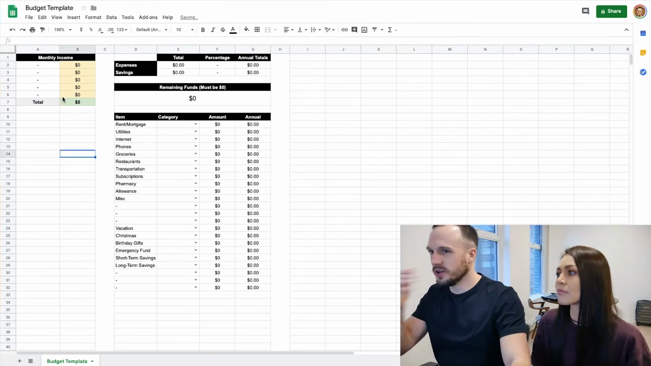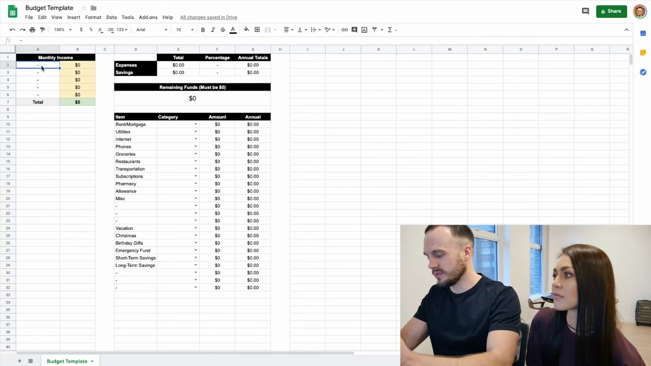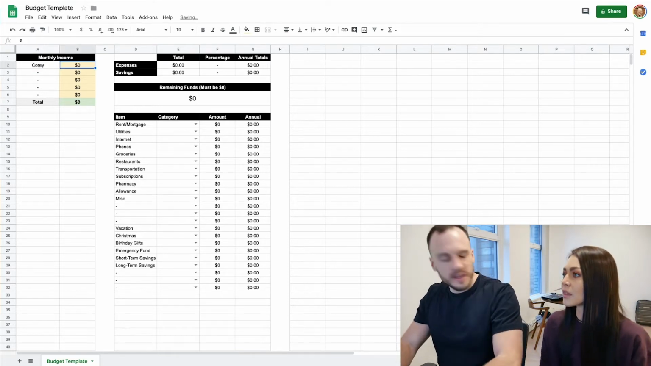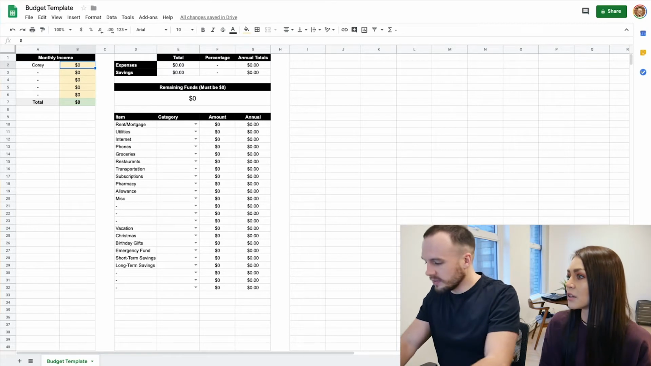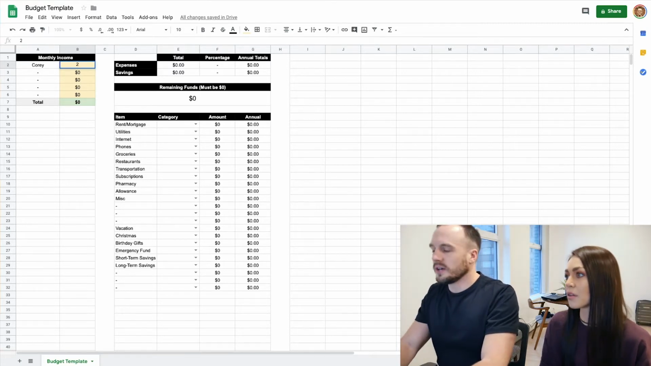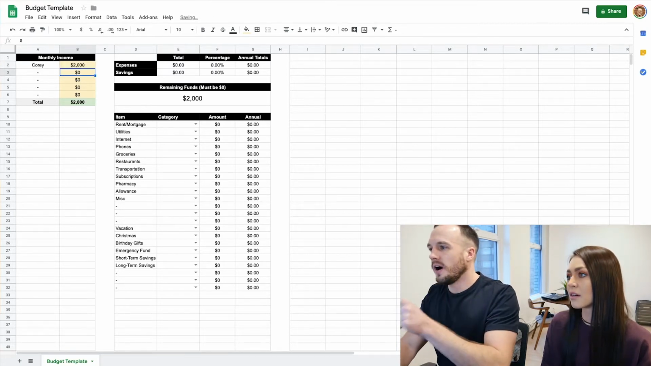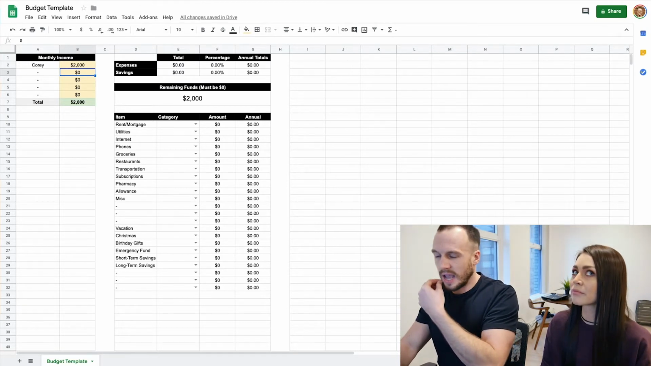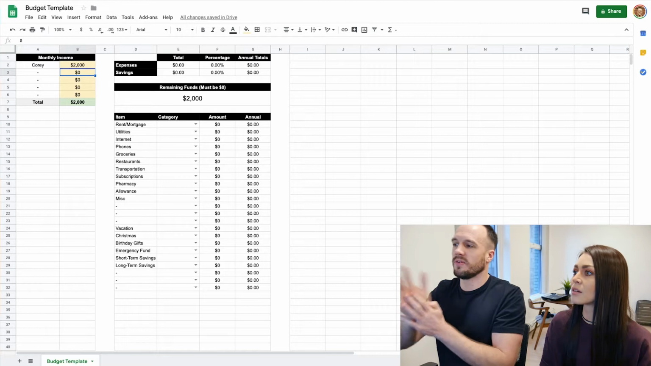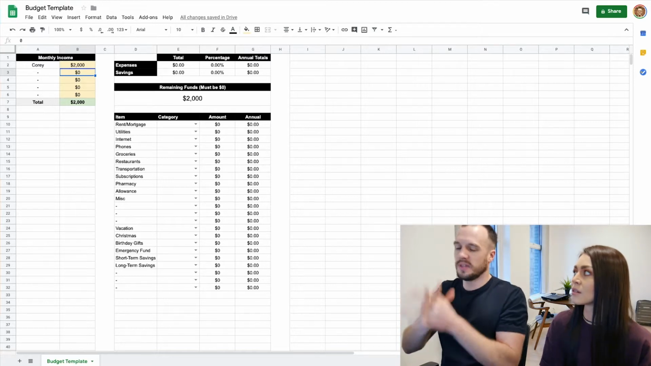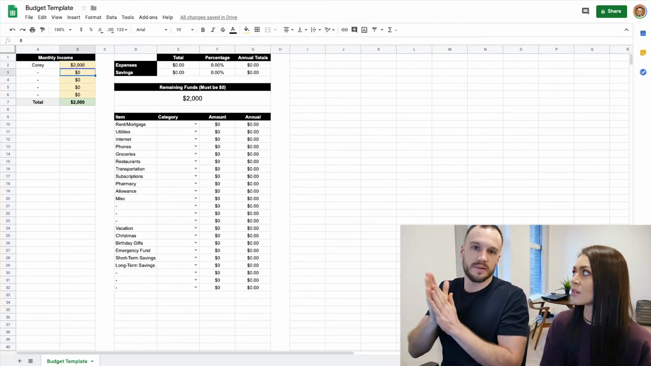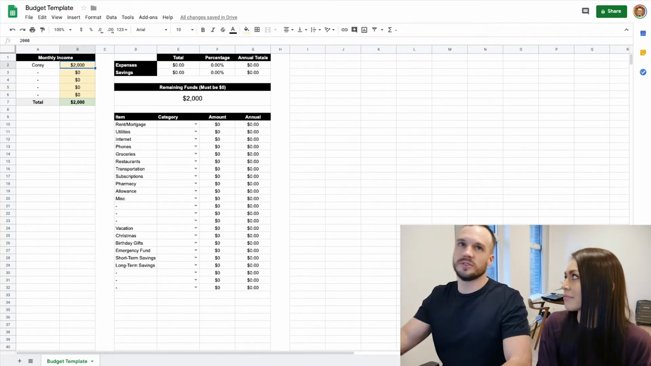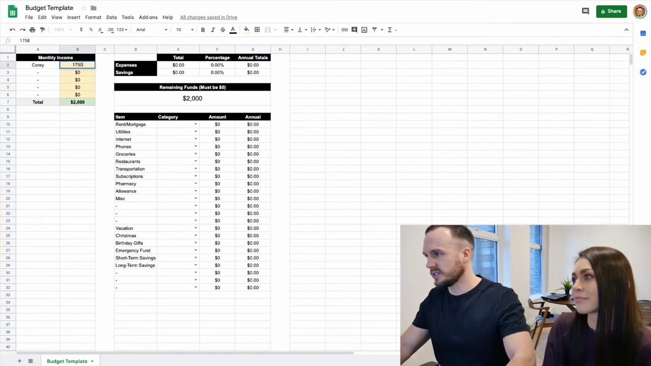So what you do here is enter all your income. Corey, how much did I make? You made $2,000 a month. Keep in mind, this does not include taxes. Technically, whatever money you put in here should be the money that you receive after taxes. So it was $2,000, but because of the taxes, let's put $1,750.